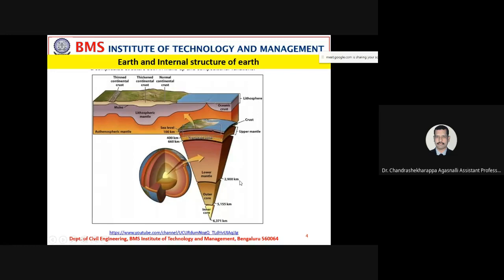So still we are in the crustal part. Because it's a heterogeneous material, it is rich in almost all the metals. And we have the water, we have these things.